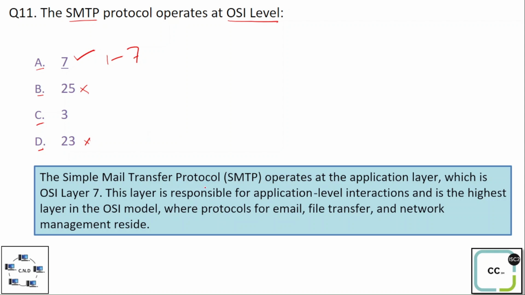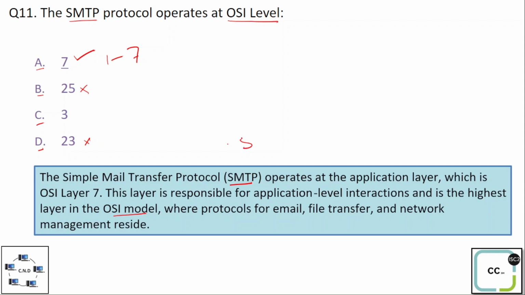So the Simple Mail Transfer Protocol, SMTP, operates at the application layer, which is OSI layer 7. This layer is responsible for application level interaction and is the highest layer in the OSI model, where protocols for email, file transfer, and network management reside. So another bonus point, the SMTP works at which transport layer port?